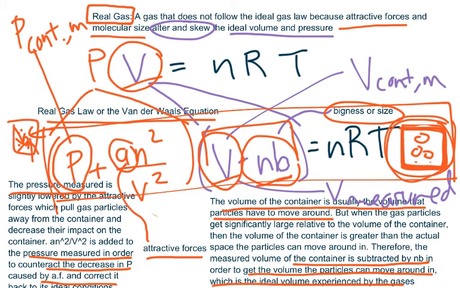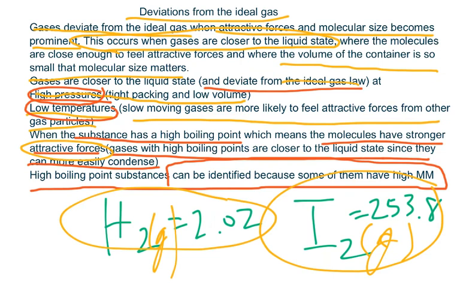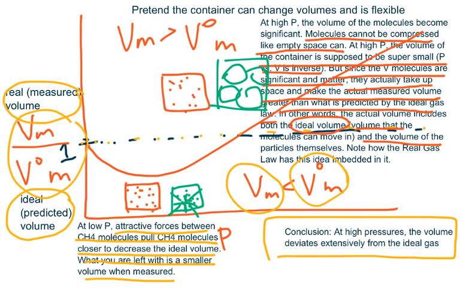And we could rewrite this on the next slide. So we could say that the ideal volume is equal to the volume measured plus the sizes of the molecules, which we denoted as nb. Now, oh wait, is that a subtract sign? Oh yeah, it's a subtract sign, sorry.